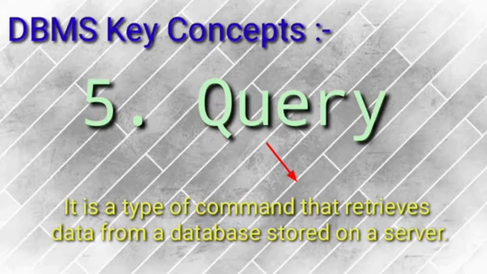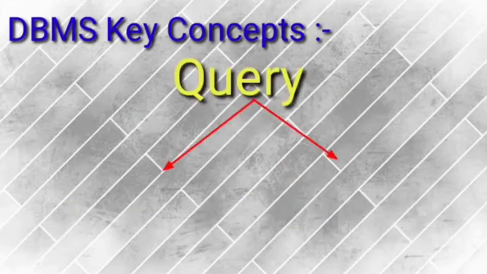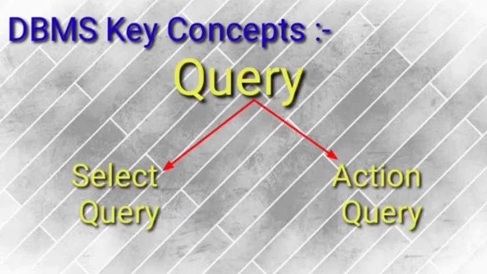For example, you want the details of the student whose name is Ram. So you have to ask a question to the database to retrieve the data. The question which you write in SQL, structured query language, is called a query. A query is further divided into two parts: select query and action query. A select query is basically used to request data from the database from one or more tables which are connected together, and an action query will help you to update or modify the data in the database.